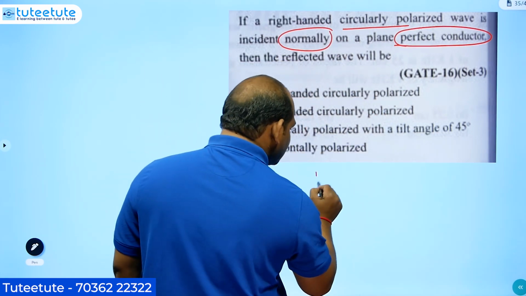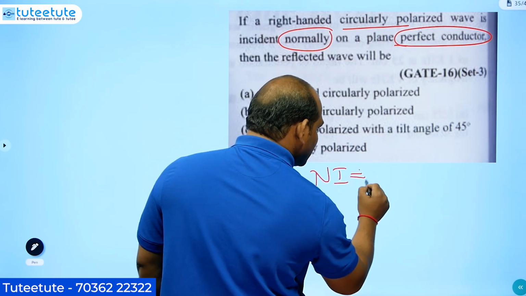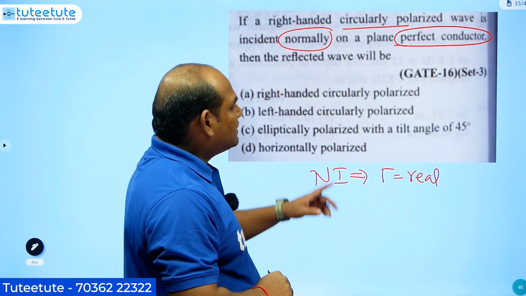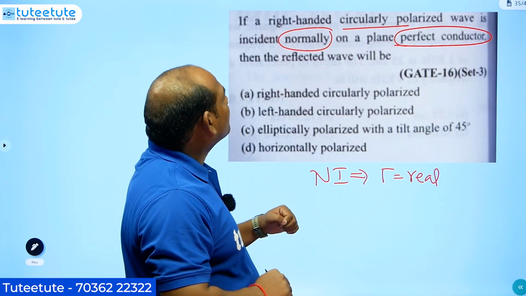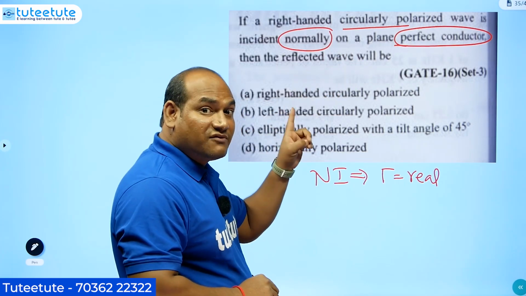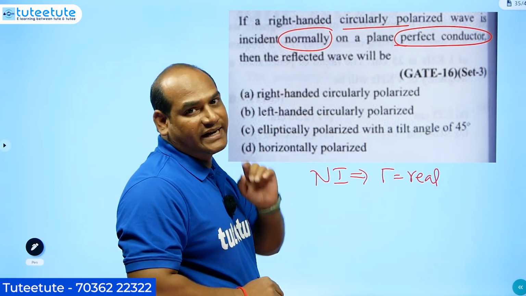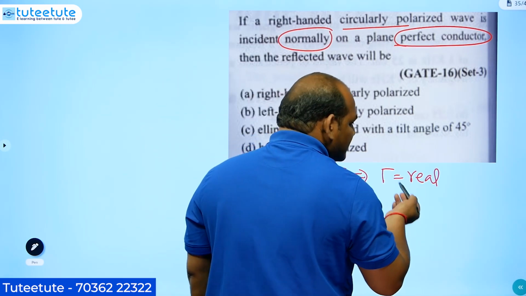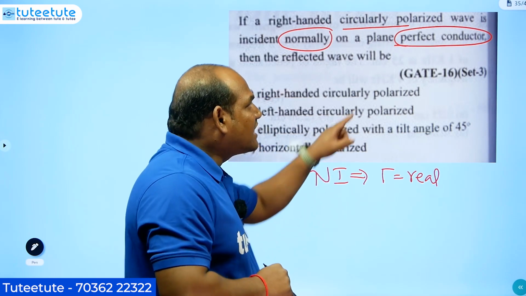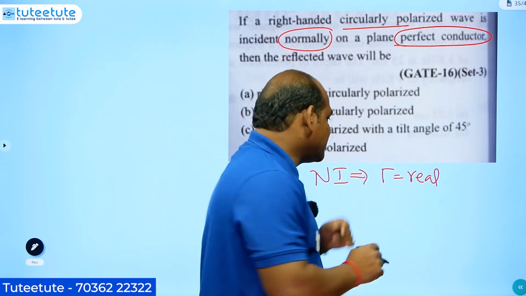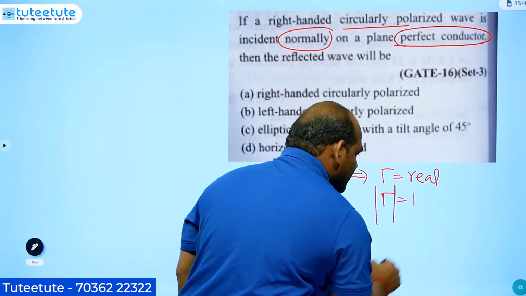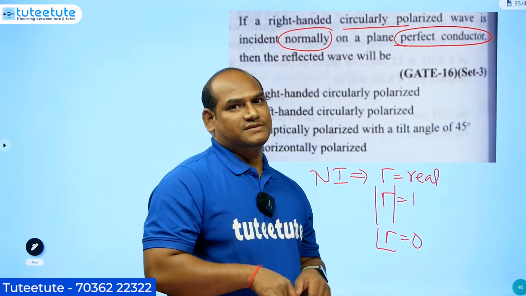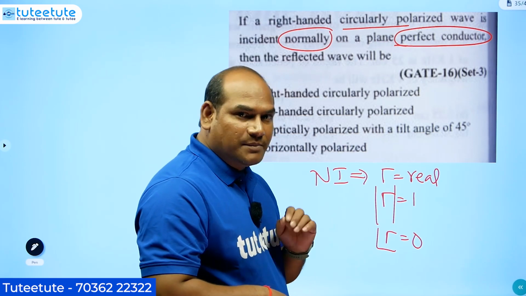When you talk about normal incidence, we know that the reflection coefficient is real. So there is no change in the phase. When there is no change in the phase, circular polarization means the phase difference is 90 degrees, and that phase difference will be maintained. But gamma is not equal to 1 in general. Here we are incident on a perfect conductor, so everything will be reflected back. That means the magnitude of gamma is 1, and the angle of gamma is equal to 0. That means no changes.